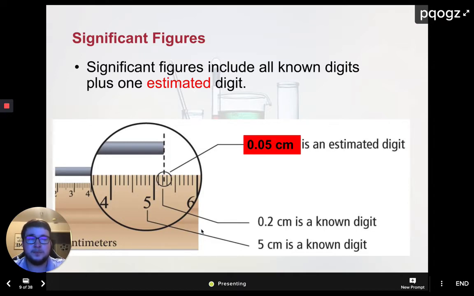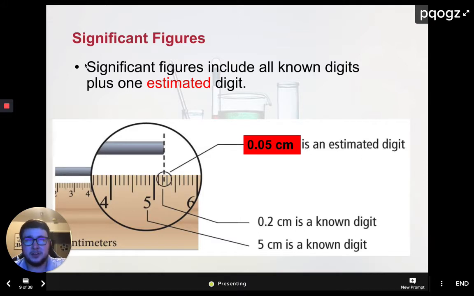That is known. And then this 0.2 centimeters is also a known digit. So each of these little dashes represents 0.1 or 1/10 of a centimeter. So my metal bar goes to the second dash there. So I'm at 5.2. Both of those are known digits for my instrument. And then I want to have an estimated digit. So if I eyeball where this metal bar ends, it looks like it's kind of halfway between the second and the third dash. So this 0.05 is an estimated digit.